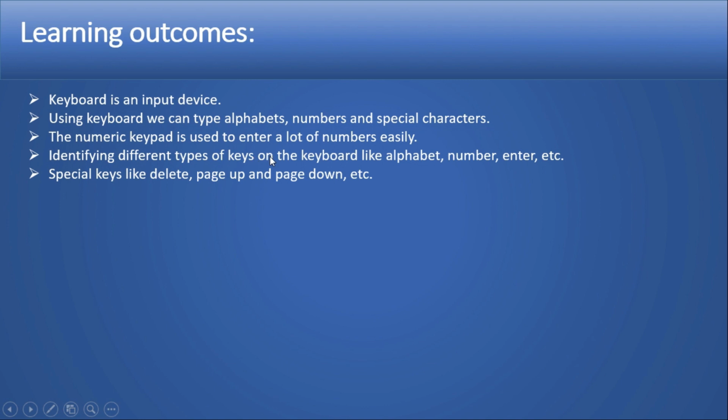Identifying different types of keys on the keyboard like alphabetic keys, number keys, enter, etc. So children, we can also identify which are the number keys, which are the alphabetic keys, and where the enter key and backspace key are present. Special keys like delete, page up and page down, etc. We have also learned special keys like delete key, backspace key, caps lock key, and also page down and page up which are present in the arrow keys.